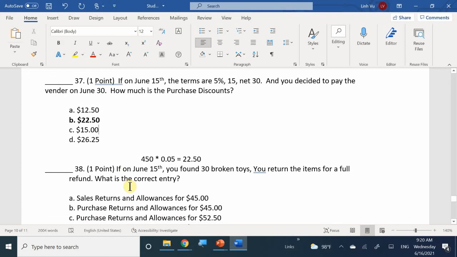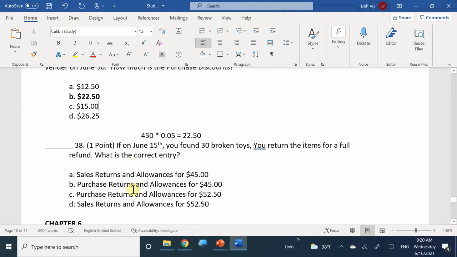Okay. If on June 15th you found 30 broken toys and you return the items for a full refund, what is the correct entry?